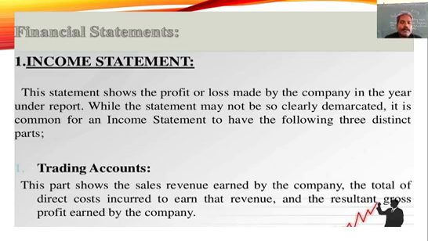So what is the trading account? This part shows the sales revenue earned by the company, the total of direct costs incurred to earn that revenue, and the resultant gross profit earned by the company. If the results are adverse, a gross loss occurs. Generally, almost all companies earn gross profit because it is a preliminary stage of the financial statements, even of income statements. Right?